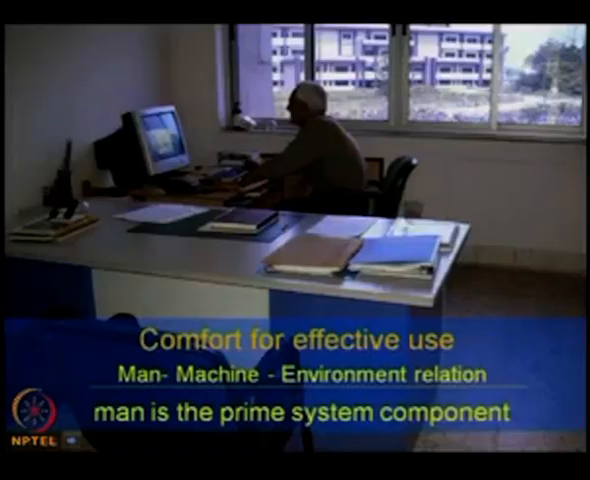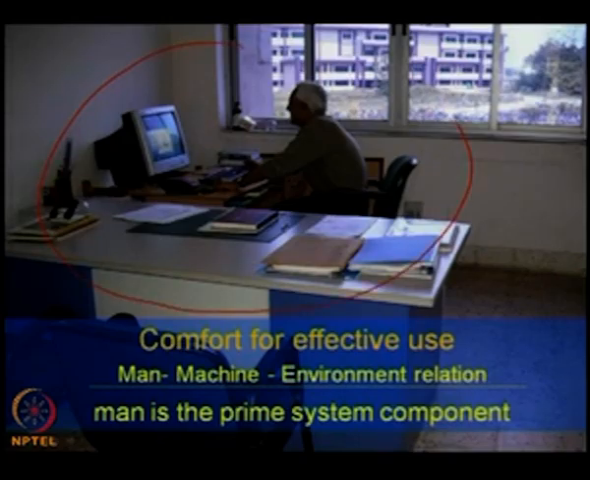Now, comfort for effective use. In this work situation, it can be said that it is comfort for effective use. Now, the vision distance, arm angle, and then the sitting area, all these things need to be considered. That is the comfort for effective use.